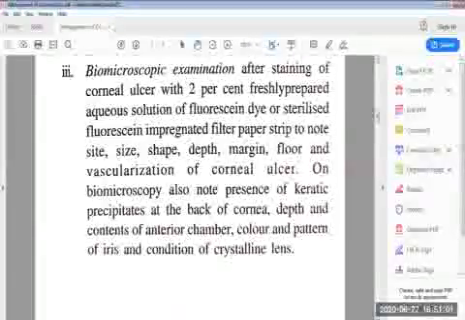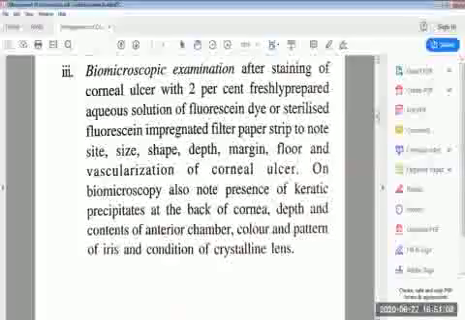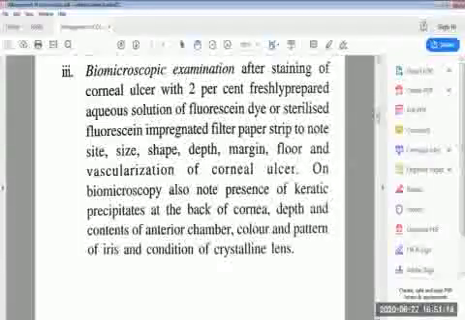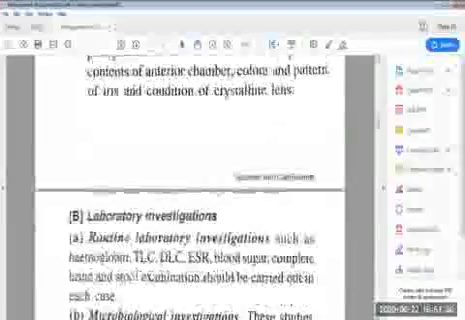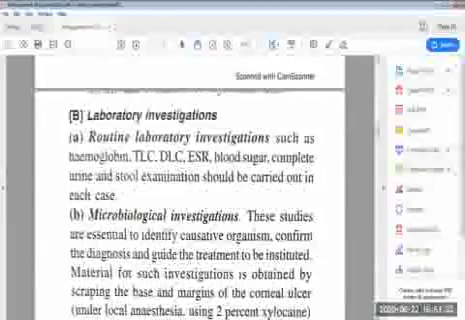On biomicroscopy, also note the presence of keratic precipitates, which are known as KP in short, at the back of cornea. They may be there in the anterior chamber. You have to know the depth and the contents of the anterior chamber, then the color and pattern of iris, and the condition of crystalline lens. So you have to examine all these through the slit lamp biomicroscopic examination. Then we should go for the laboratory investigations.